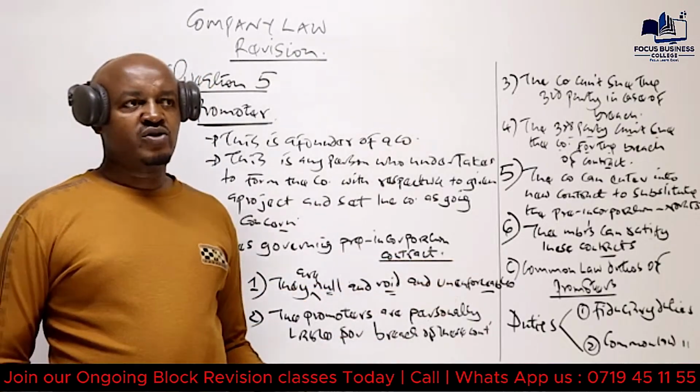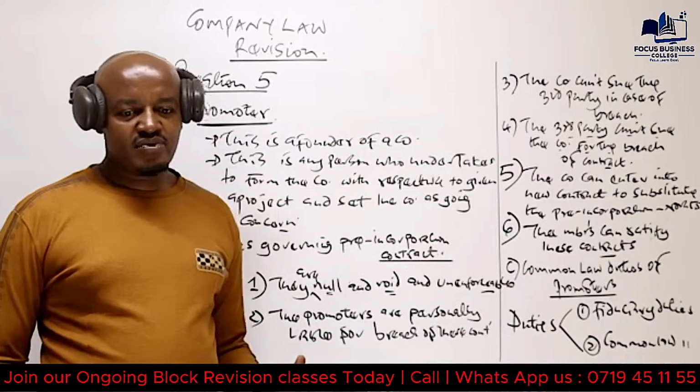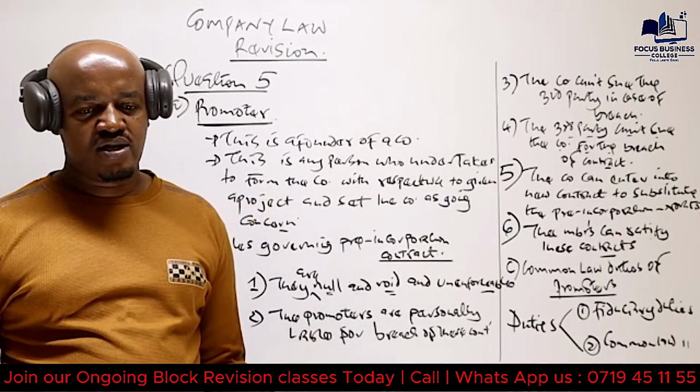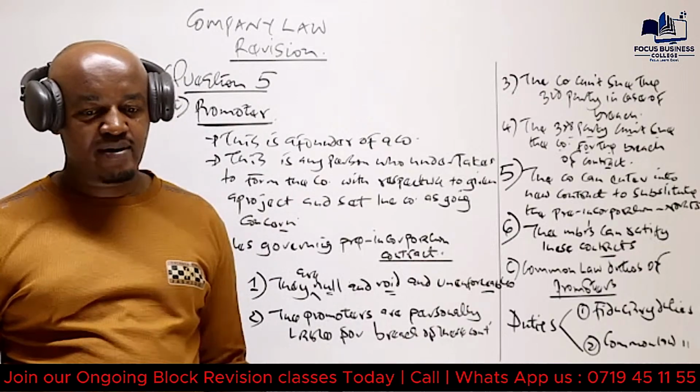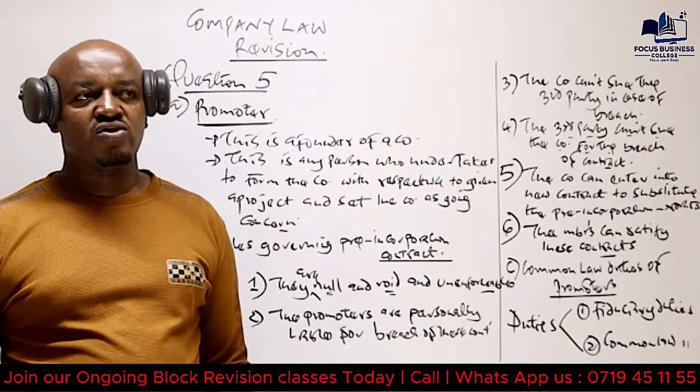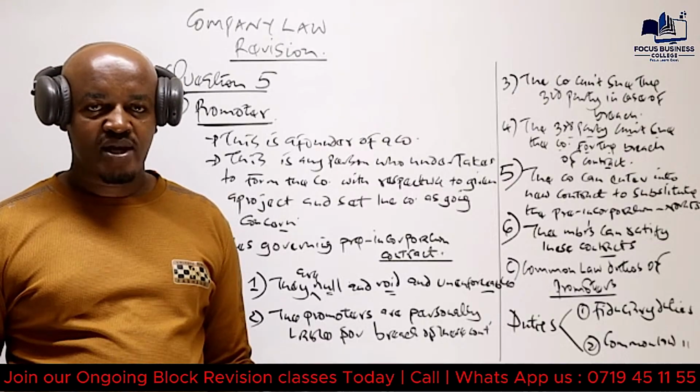Then from there, we also talked about the duty of disclosure. In this case, we said that the promoters are expected to disclose 2 things. One is any secret profit. If you make a profit as a promoter, make sure you disclose that. Number 2, the promoters are also expected to disclose any personal interest.